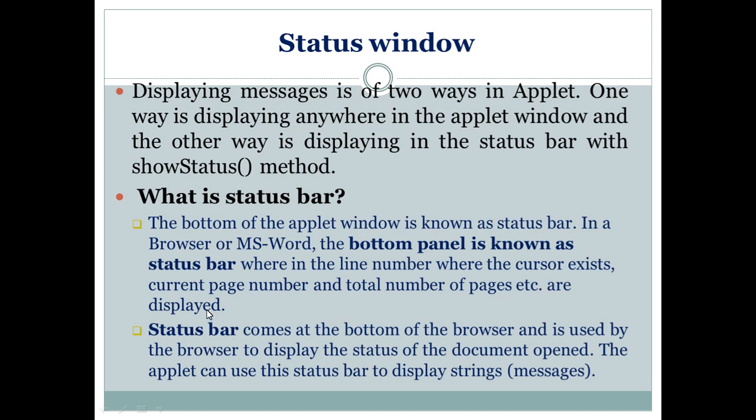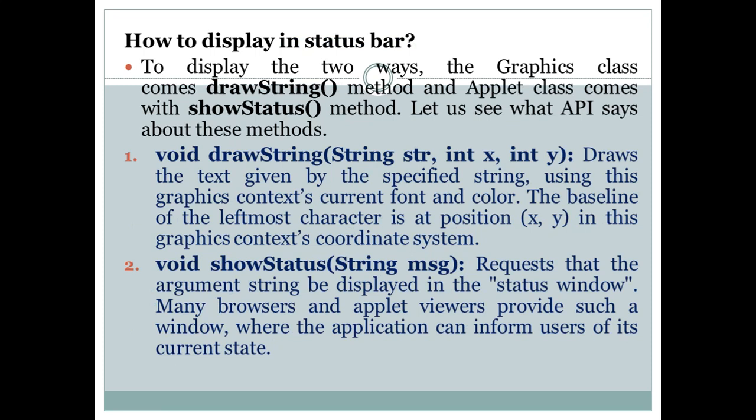The status bar comes at the bottom of the browser and it is used by the browser to display the status of the open document. The applet can use this status bar to display a string or message, right? It may be a page number or it may be particular information regarding those particular pages. So how to display in a status bar? There are two ways. The Graphics class has the drawString method, and the Applet class has the showStatus method, right?